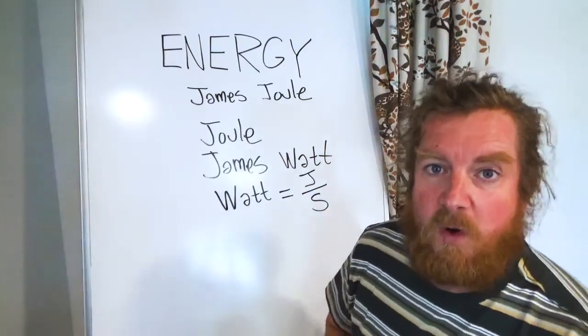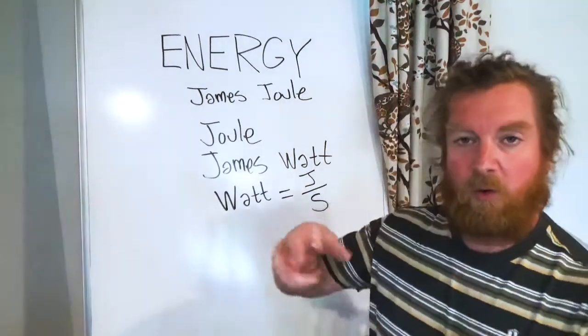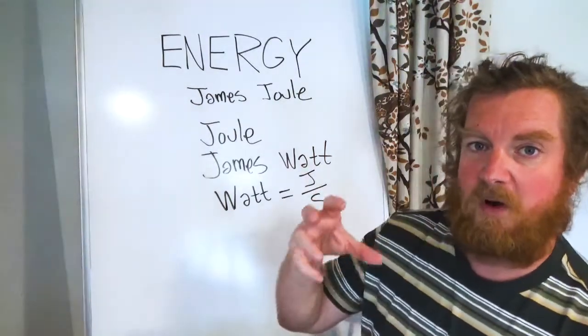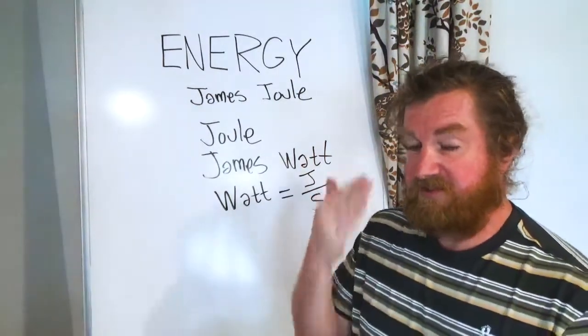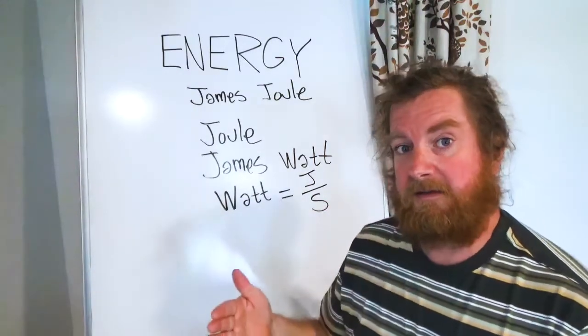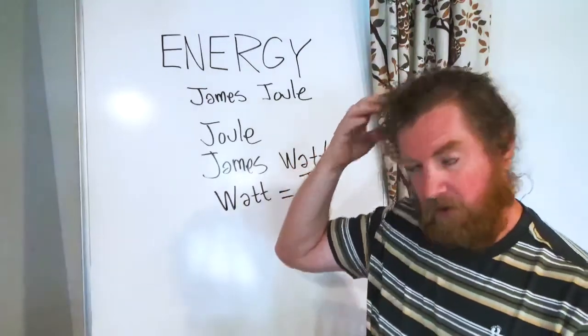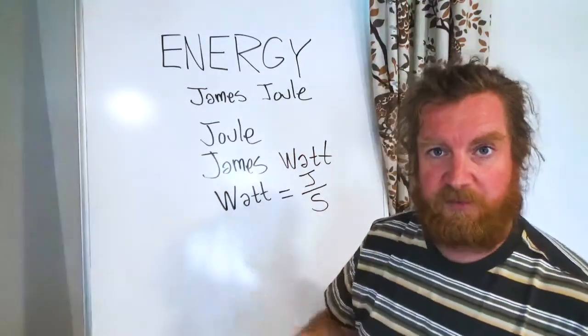So a 60-watt light bulb, like an old incandescent style, not an LED, consumes 60 joules every second, right? So we call it 60 watts. A 100-watt light bulb, 100 joules per second.